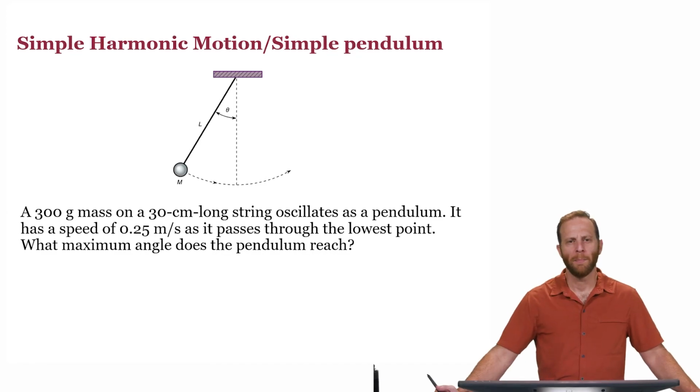A 300-gram mass on a 30-centimeter long string oscillates as a pendulum. It has a speed of 0.25 meters per second as it passes through the lowest point. What maximum angle does the pendulum reach?